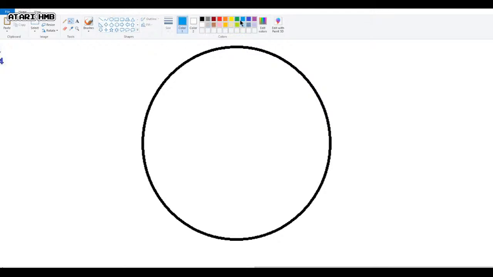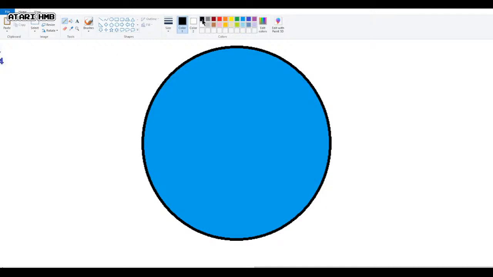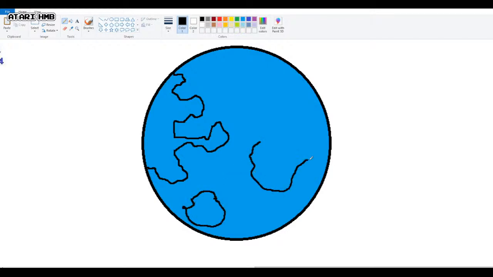So let me do a planet Earth, my own version. So let's start with something very basic. Basic geography. All right, so we got something like that, something like this. Now this is very basic. This is a very basic planet Earth, right? Let's give it some color. Okay, so you guys with me so far?